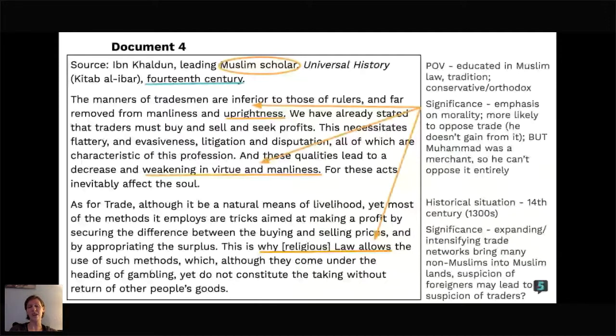I think it's a weaker example of sourcing, but I did want to demonstrate that for any document, we could look at more than one idea.